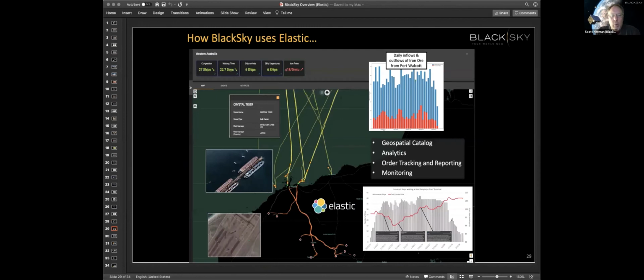Here's another example. Elastic is not only driving our data lake, our geospatial catalog, but then we're running analytics against that. And many of those analytics are based on Elastic queries. So you can see here, we're tracking movement of ships and movement of trains as they move iron ore in and out of Australia. You can see we're tracking trends related to congestion. We're even tracking trends related to the prices of commodity ore and how that's changing based on throughput changes at this particular port.